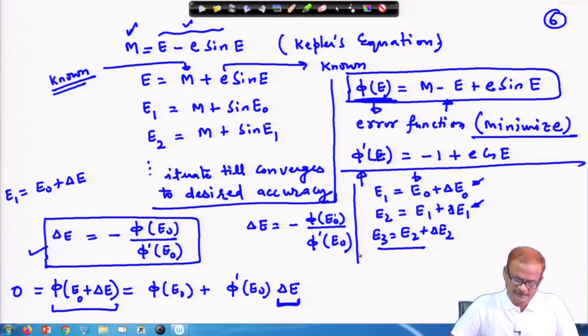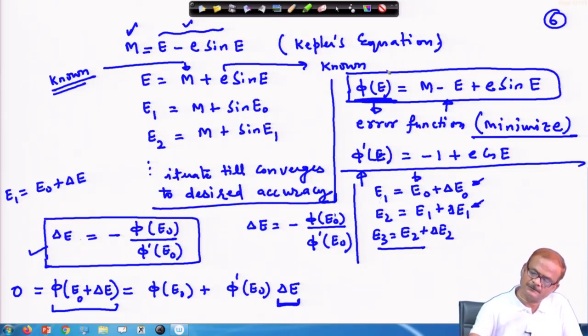Any other method you wish you can apply, Levenberg Marquardt or whatever is available, there are many methods of optimization. So, what we have to optimize, we have to minimize this phi, minimize it.